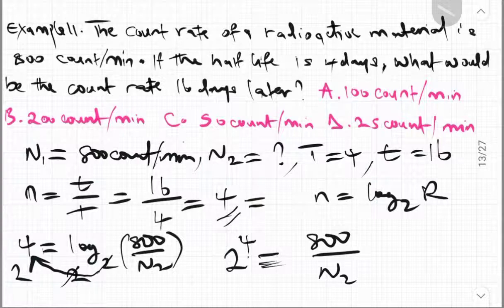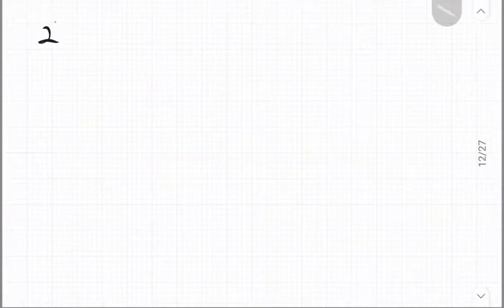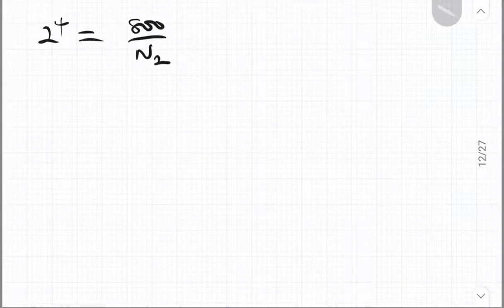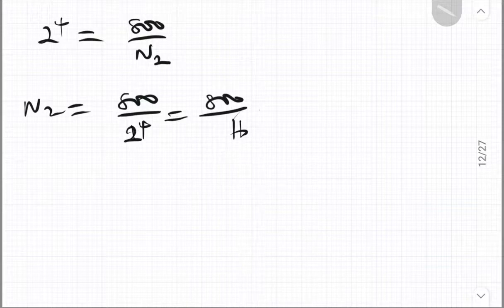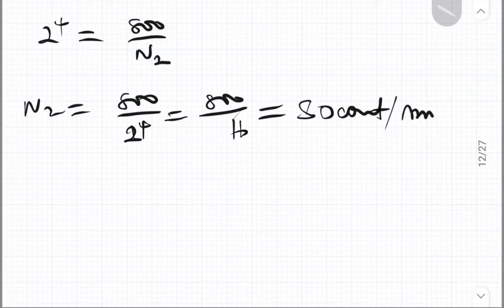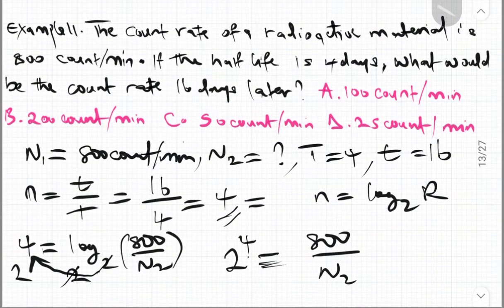So 2 raised to power 4 equal to 800 over n2. So n2 will now be 800 over 2 raised to power 4. So I have 800 over 16, and this is actually 50 counts per minute. So this is actually correct.